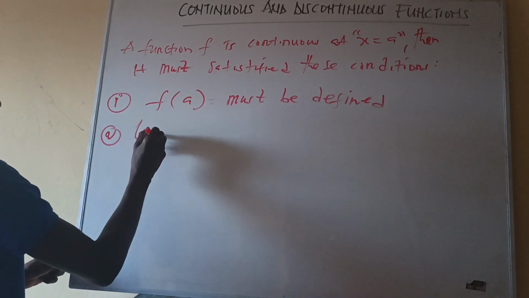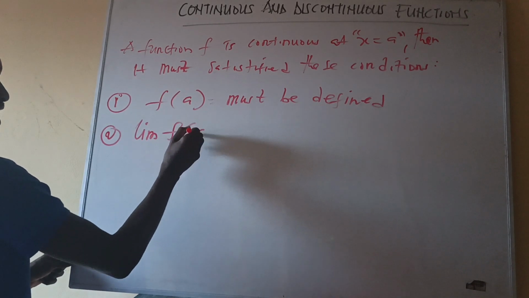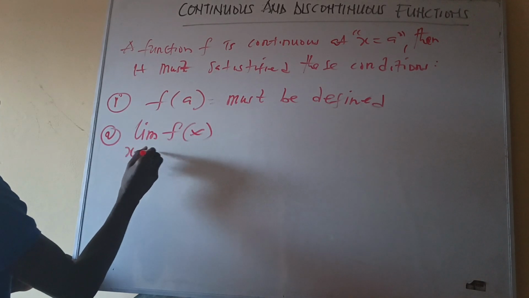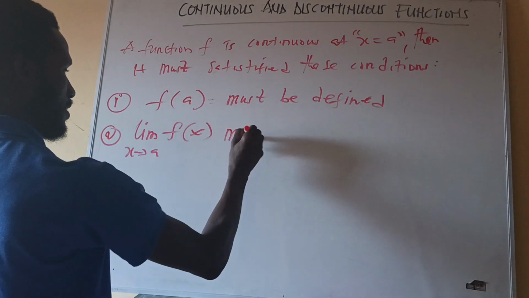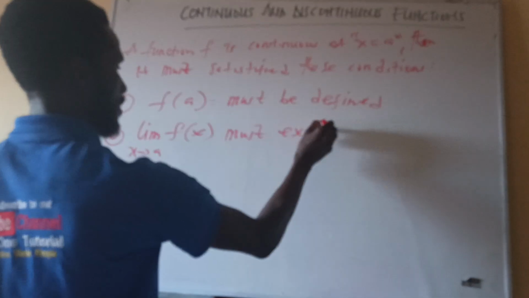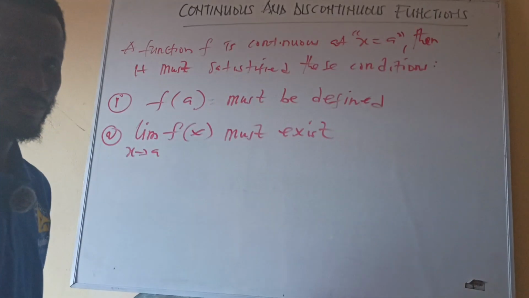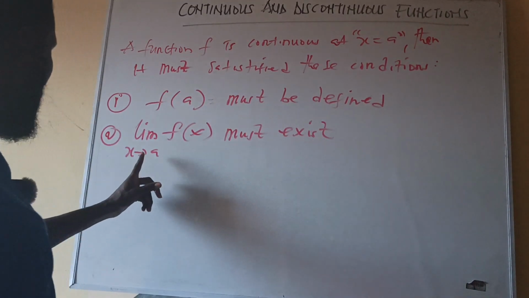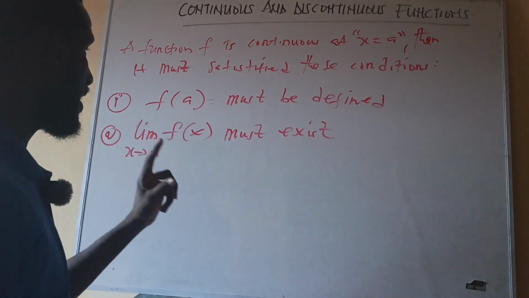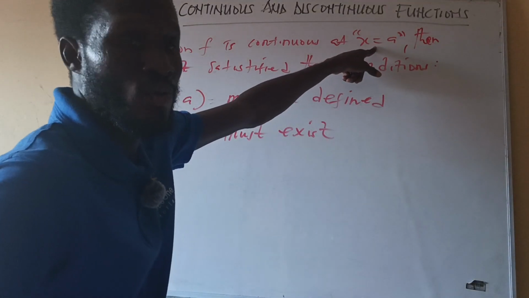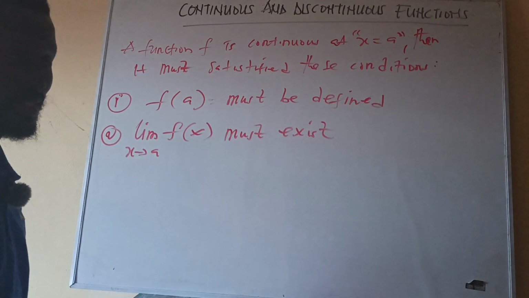Now, condition 2. The limit of f of x where x is approaching a must exist.